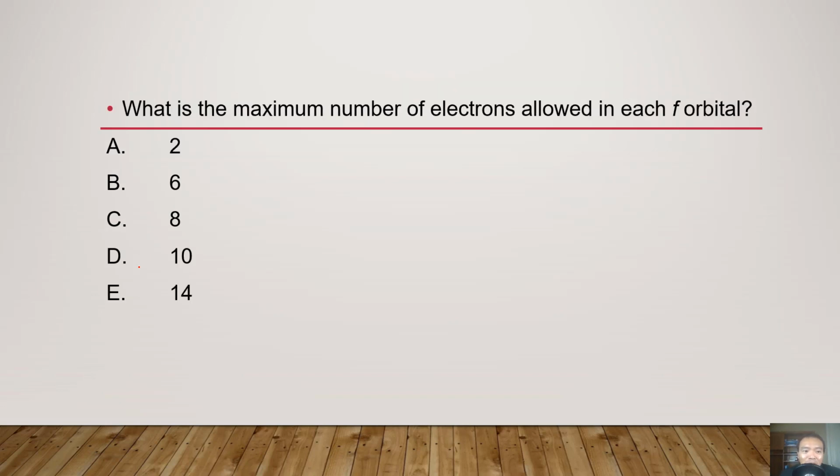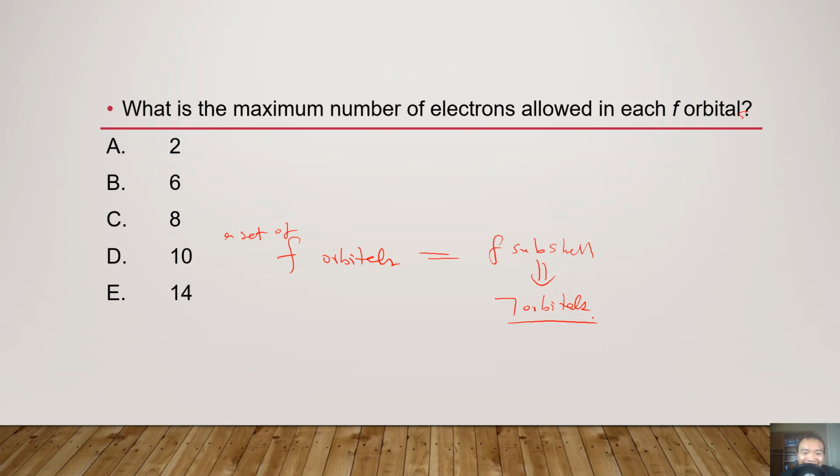All right. Next question. What's the maximum number of electrons allowed in f orbitals? Remember, f subshell or f orbitals, that's the same, all right? So let's clarify something though, okay? Remember, a set of f orbitals means it's the f subshell, okay? The f subshell has 7 orbitals inside.